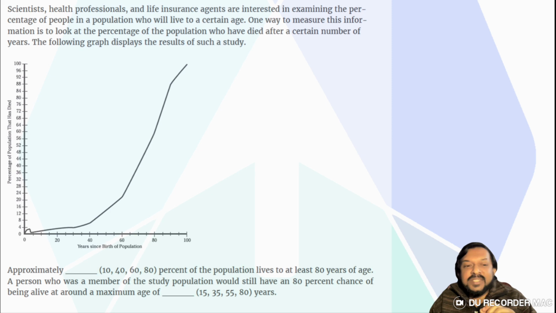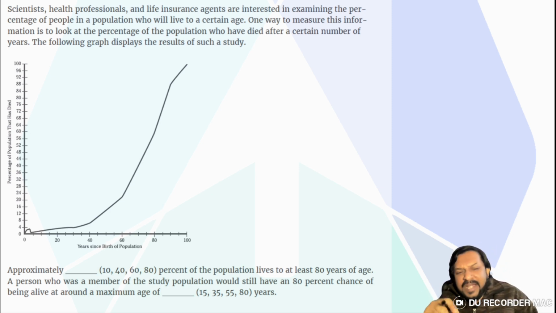Okay, let's look at the second question. Now this is where the time strategy will play a very important role. It says a person who is a member of the study population will still have an 80% chance of being alive at around a maximum age of. Now the key word is maximum age of. Okay, so when we are talking about the maximum age, we have to start actually from the higher ages and not from the lower ages, because we will be actually trying to find out the maximum age.